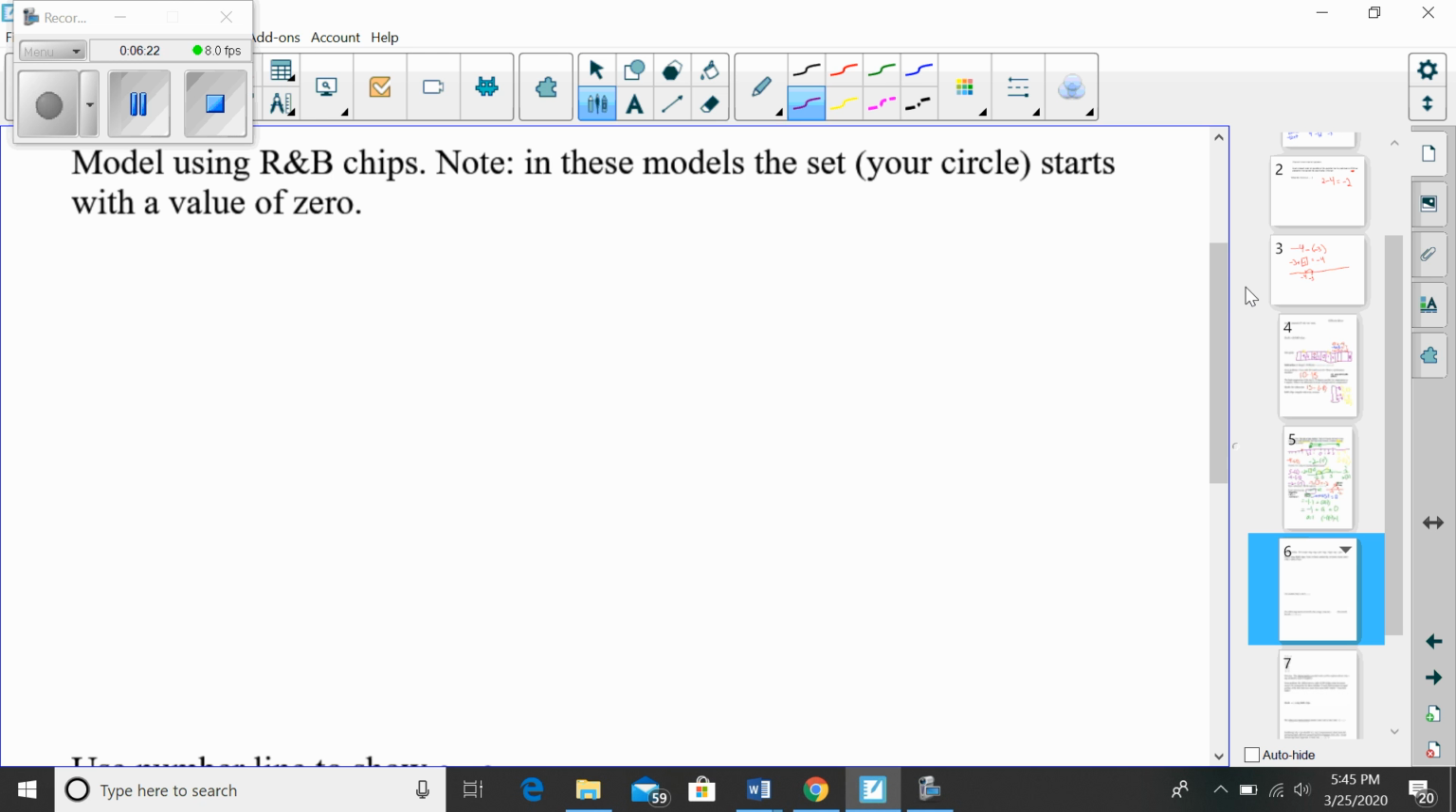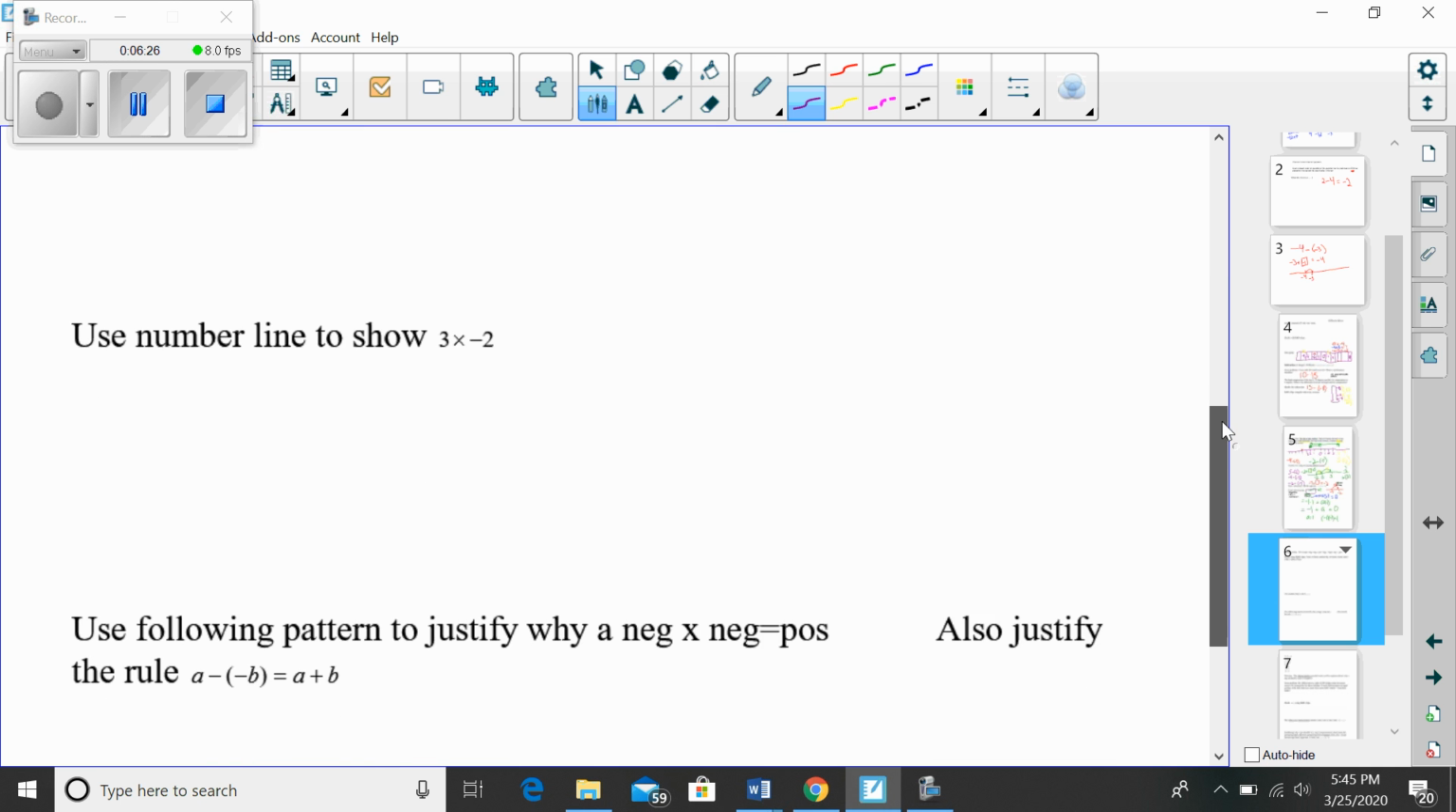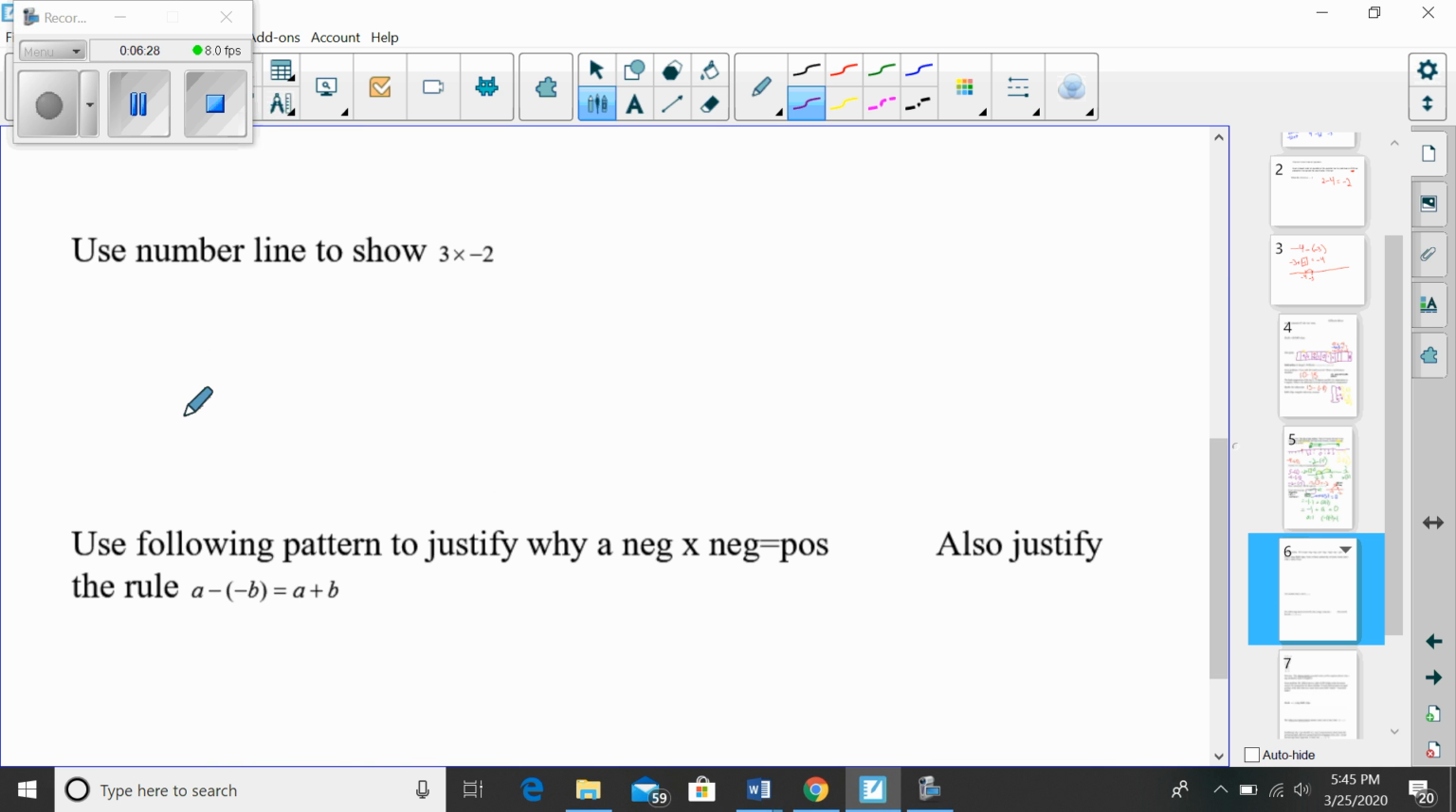But let's go, so actually I'm going to leave this blank. This is where you're going to the YouTube video. Let's use a number line to show that this is -6. So again, you have a number line on your paper, but I don't. But let's use the open number line approach.